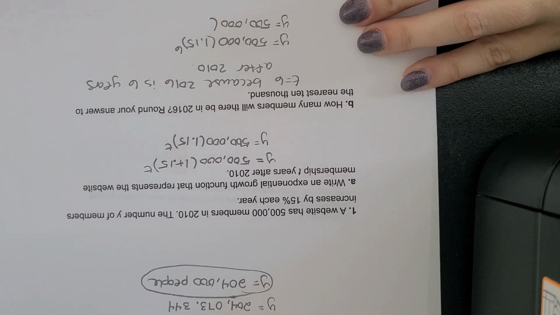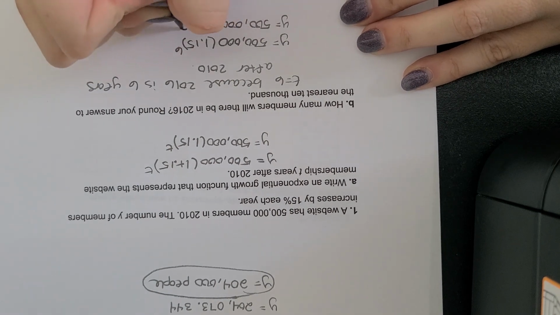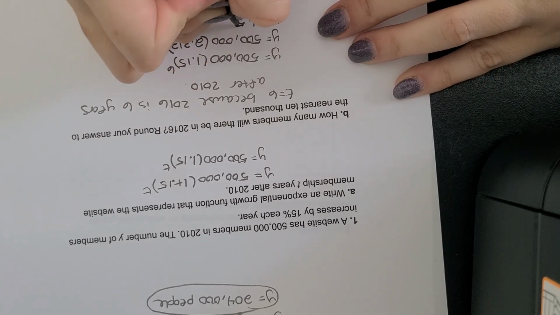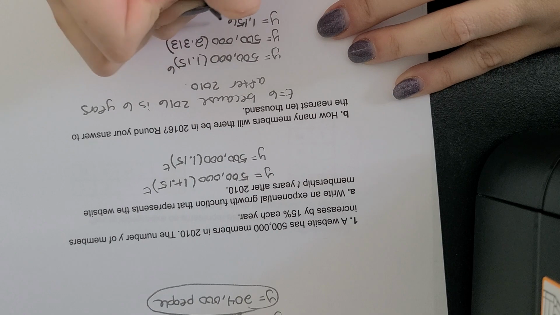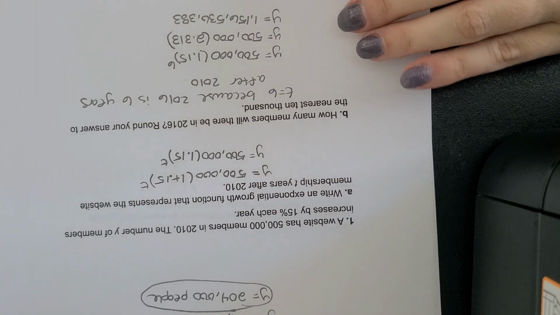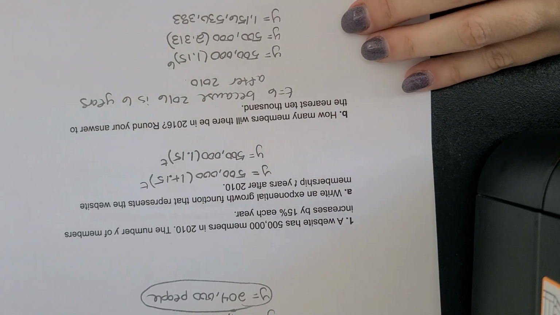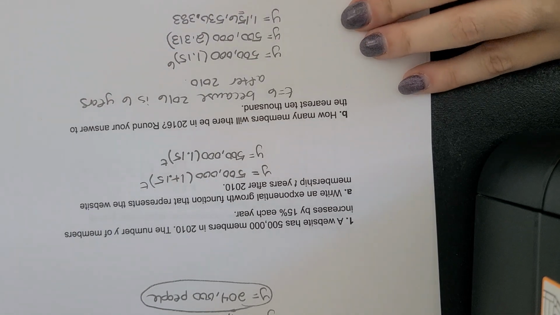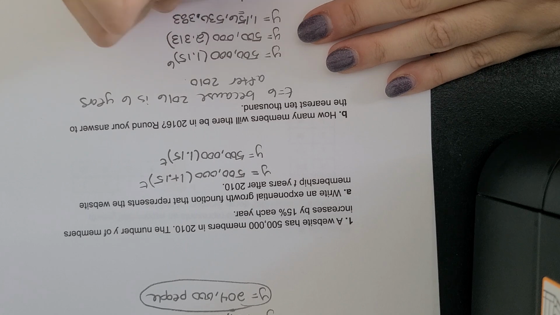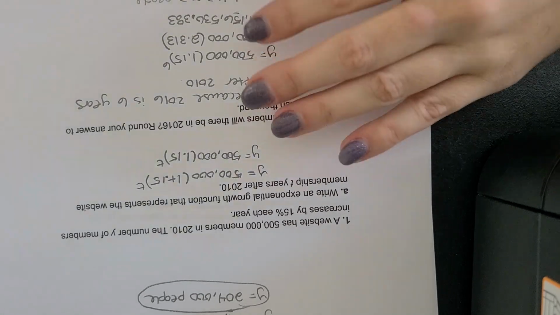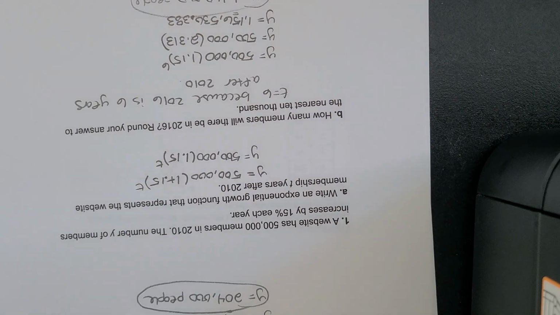So that's going to be 2.313, and we want to round it to the nearest 10,000. This is a period. The 10,000s place is here. So it's going to be 1,160,000 people.